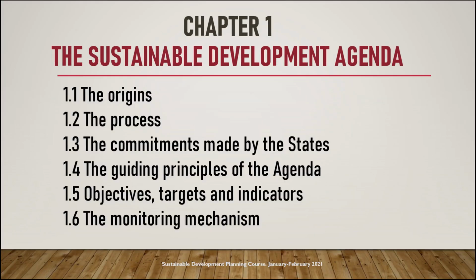Chapter 1 is structured in 6 sections. First, the origins of the agenda, the process of its elaboration, the commitment made by the state through this agenda, what are its guiding principles, and what are the objectives, target and indicators, and what is its monitoring mechanism.